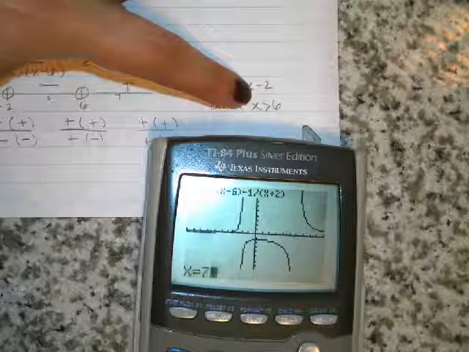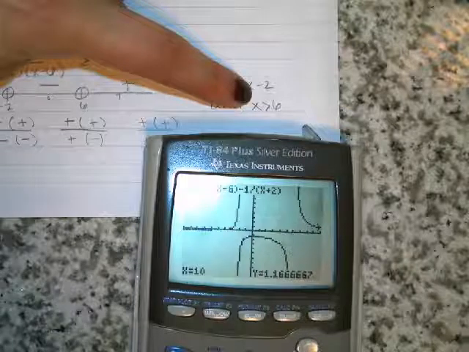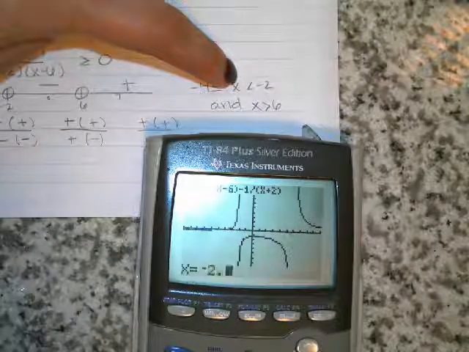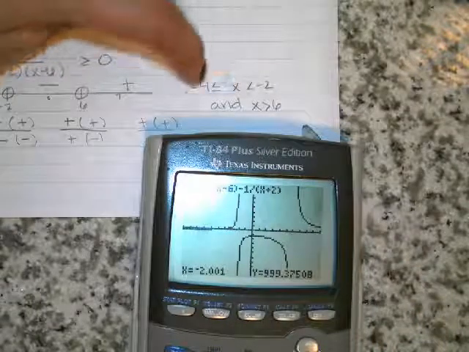And then anything bigger than 6 are all also positive. Something like this, if you wanted to check your decimals, you could. Again, that's a positive number. So I know my answers are good.